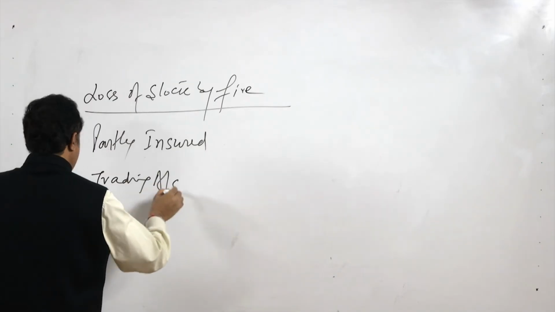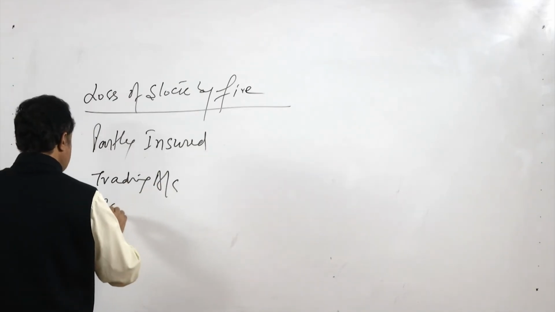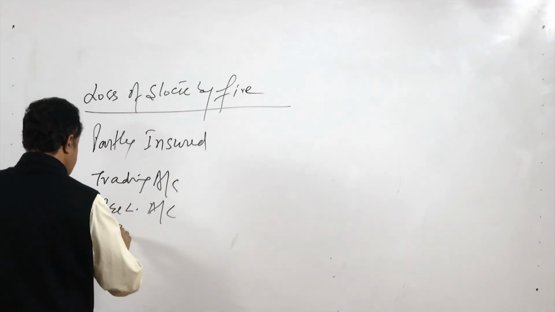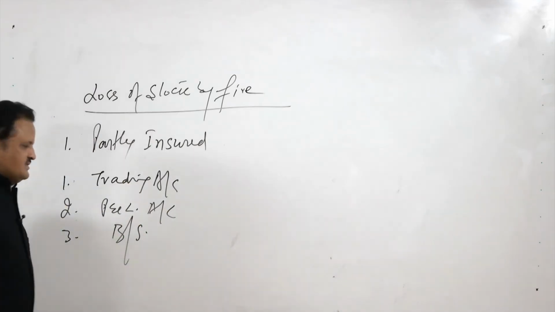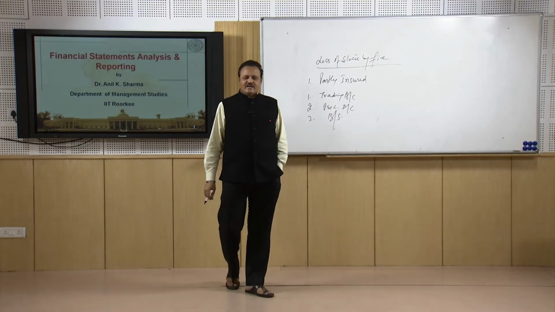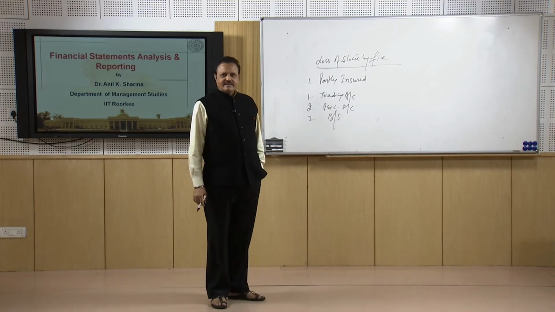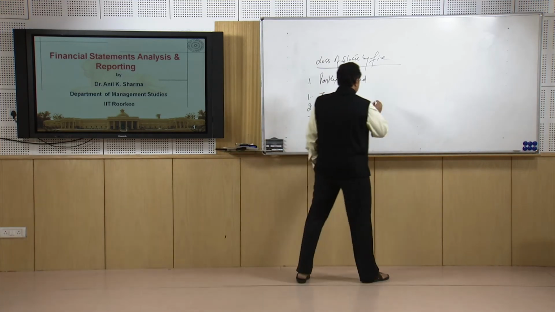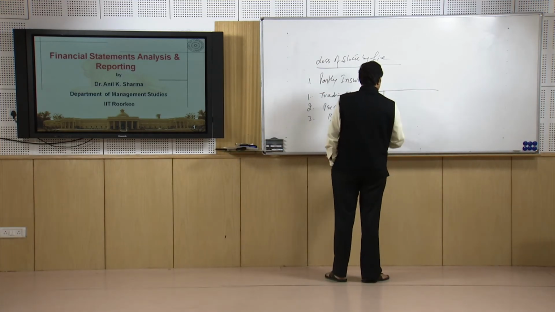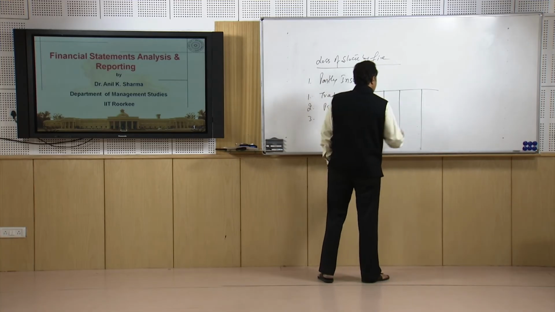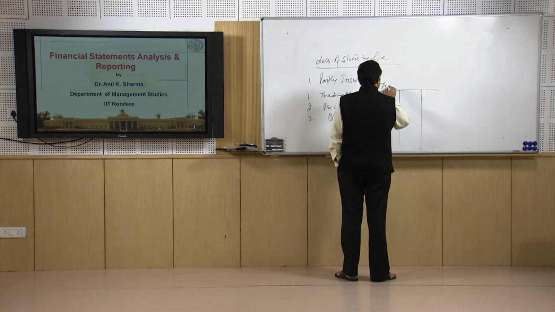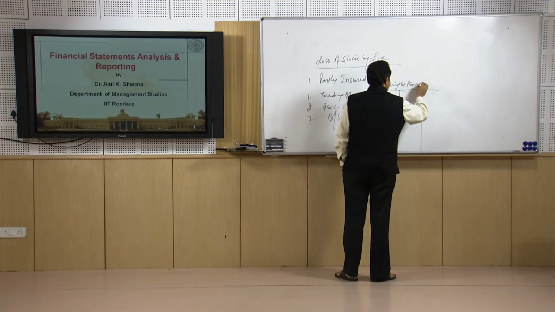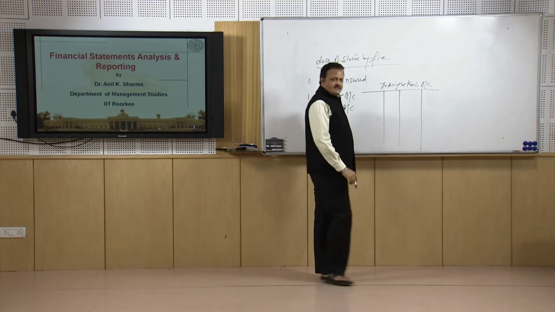Second effect will be in the P&L account, and third effect will be in the balance sheet. All the three statements are going to be affected. Now in this case, the trading account and profit and loss account we take together, trading and profit and loss account, right.